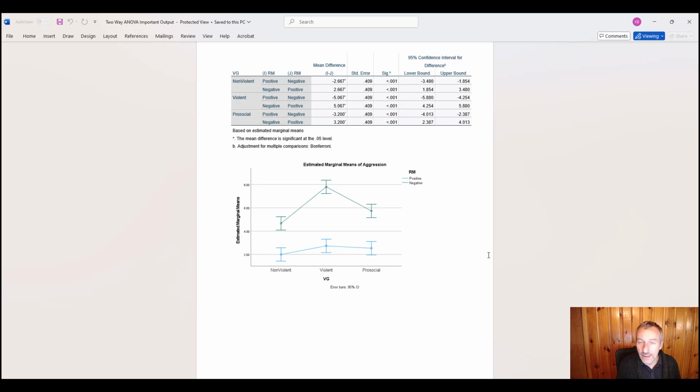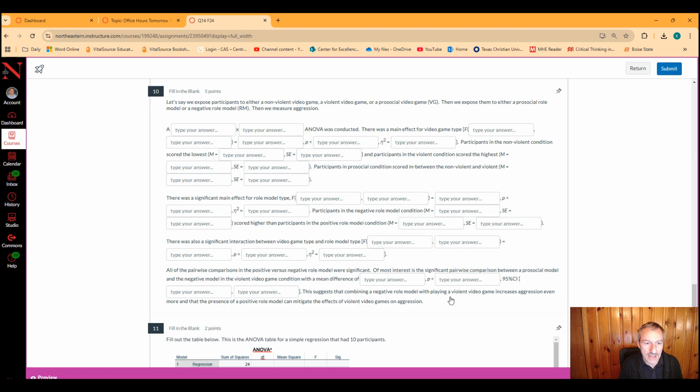And also what we found out in this mock data is that if you're exposed to violent video games and a negative role model, it does cause your aggression to go up compared to if you just have the negative role model. And you could do an analysis between this one and this one and this one and this one. But for that simple effect, I just wanted to compare those two. And that's what we did for the last part here.